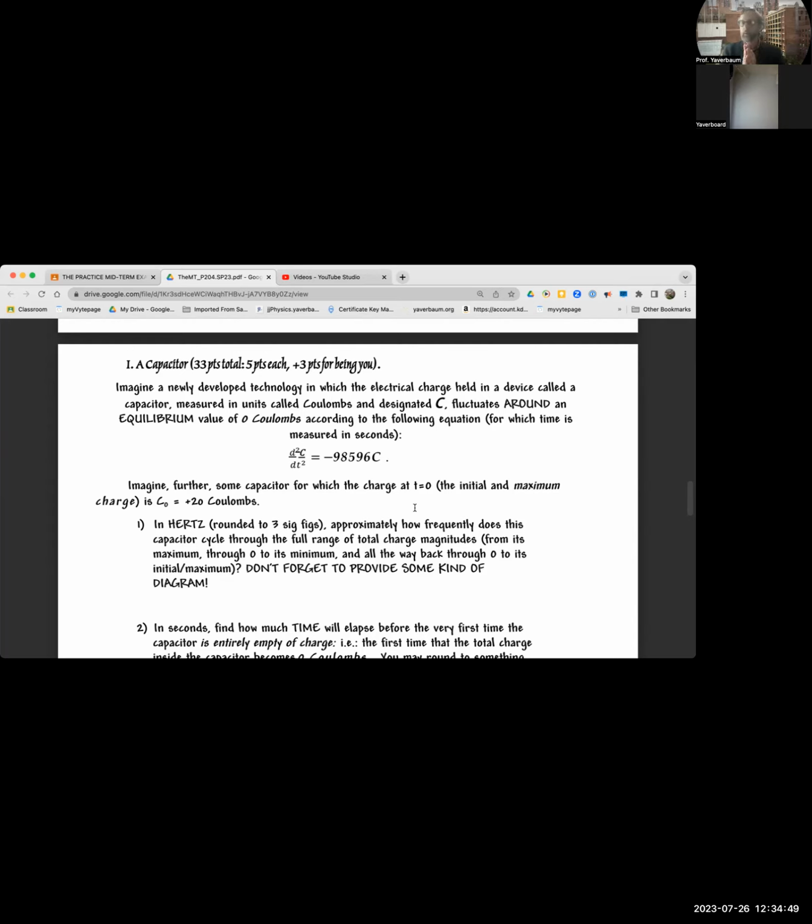Wait, can you see? Yeah, you can see. Okay. It is the one and only differential equation that so far we've been studying in this class. It is the differential equation that describes simple harmonic oscillation. Again, perhaps like I said yesterday in class, we've never seen an equation before with a capital C in it. And we've never seen an equation before with the number 98596 in it. But C is a dependent variable here. And 98596 is a constant.